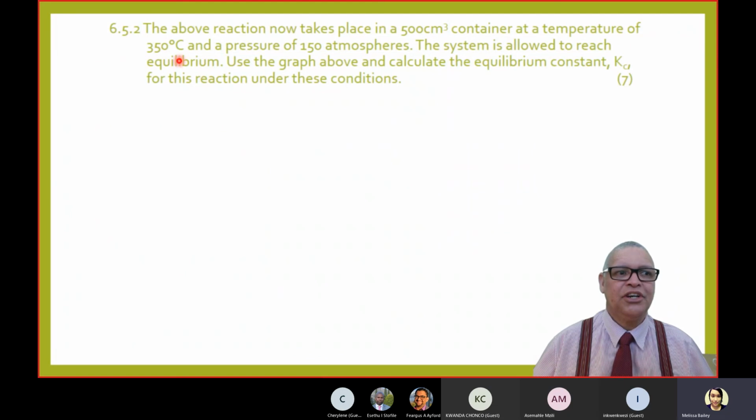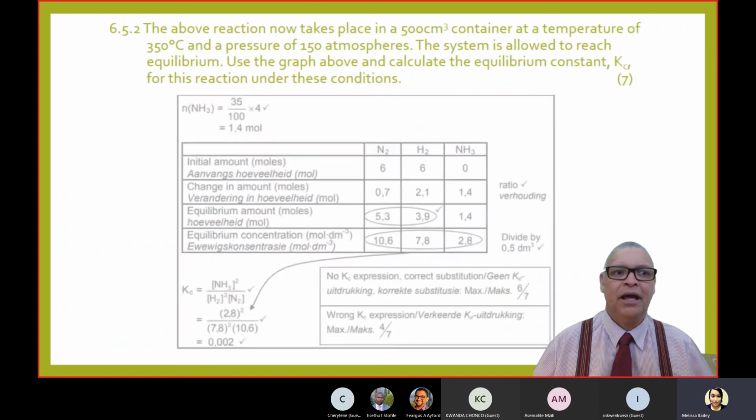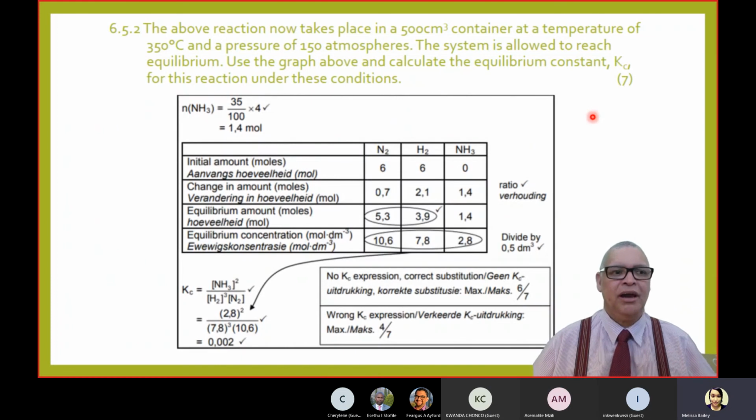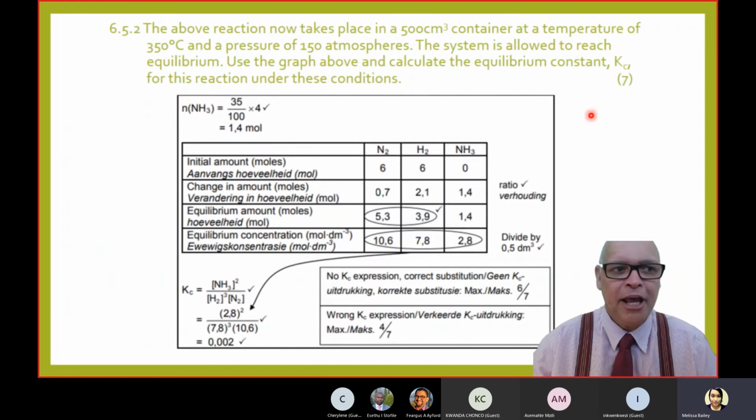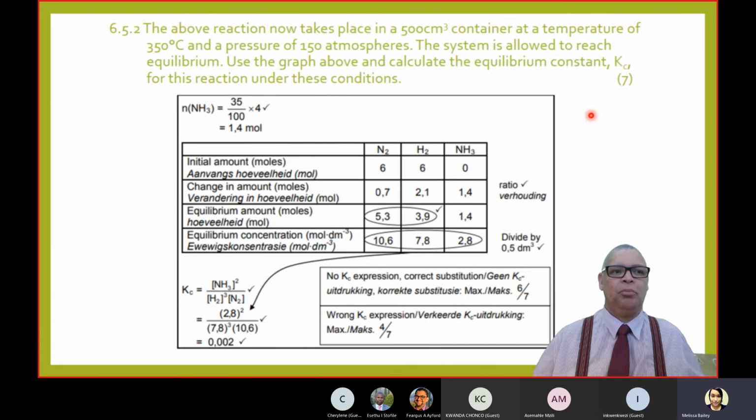The reaction takes place at a temperature of 350 degrees Celsius and a pressure of 150 atmospheres. The system is allowed to reach equilibrium, which is lovely. Use the graph above and calculate the equilibrium constant Kc for this reaction under these conditions. So here we have our solution. Step number 1, remember, plan your work, then work your plan.